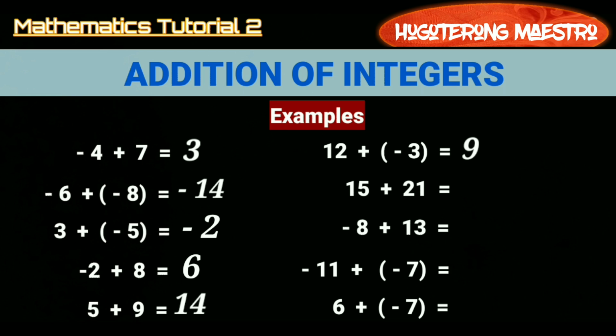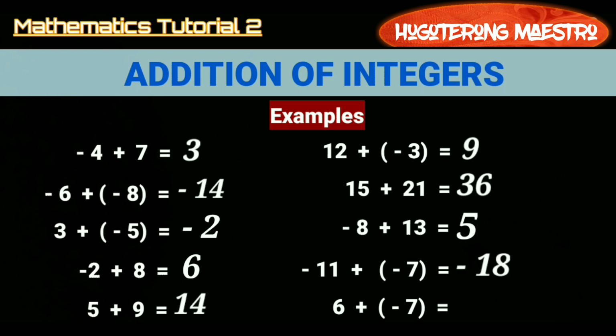Next, 15 plus 21. Pareho siyang positive. So, we will add. That is 36. And the sign is positive. Negative 8 plus 13. Unlike sign, so we will subtract. That is 5. And the sign of the bigger number is positive. So, positive 5.